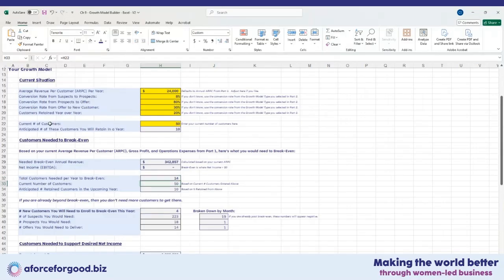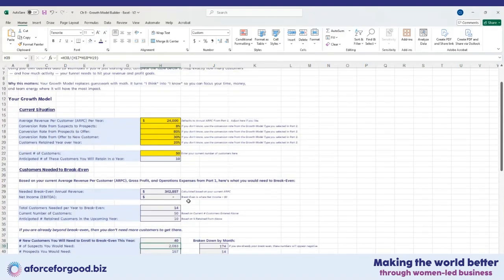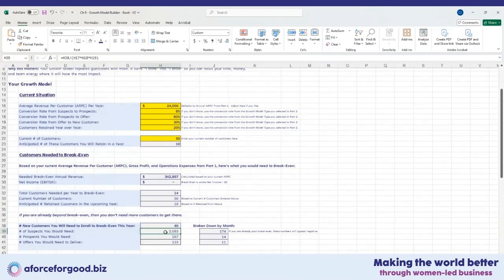Current number of customers I have is 50. The number I expect to retain is 10. 40 is the number that you need. The total number of suspects you need based on this conversion rate up here is 2,000 in a year. The number of prospects you're going to need is 167, and the number of offers you're going to need to give is 133. So this is all mapped out for you. How much per month? Dividing everything by 12. I need 174 suspects, 14 prospects. Offers I need to deliver is 11. 30% of the time, they're going to say yes.